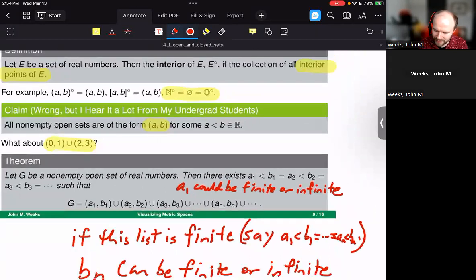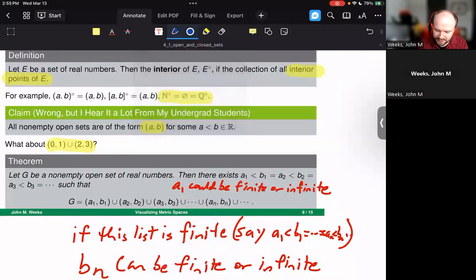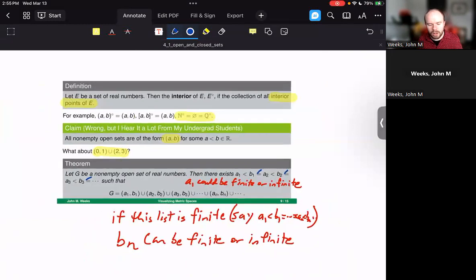I do have to make a quick change in my notes here, so I'll go ahead and do it, because it is very much possible that b sub 1 is not equal to a sub 2. Looking back up at our previous example, we see that this just needs to be a less than or equal to here. So any non-empty open set of real numbers can be written as a countable collection of open intervals, right? So you can also have this be a finite list. It could end at a specific point, or it could be an infinite list, very much like this set right here. So all open sets in the real numbers are just countable unions of open intervals.